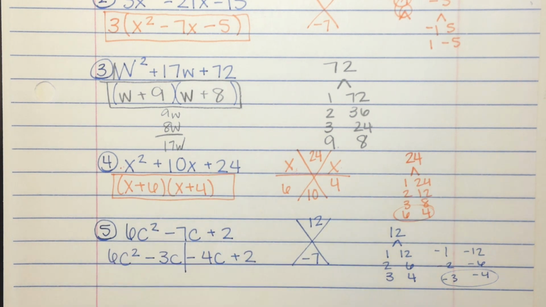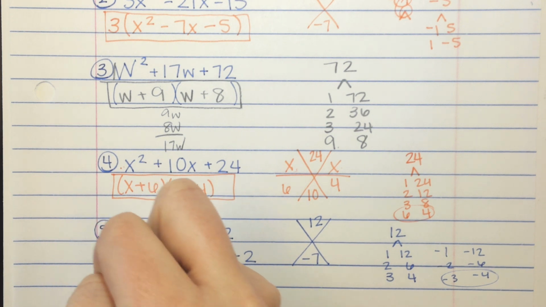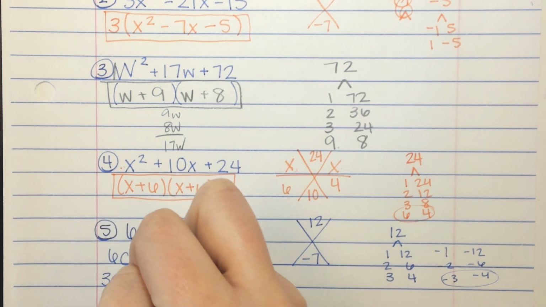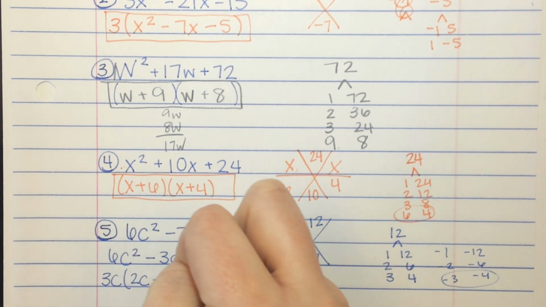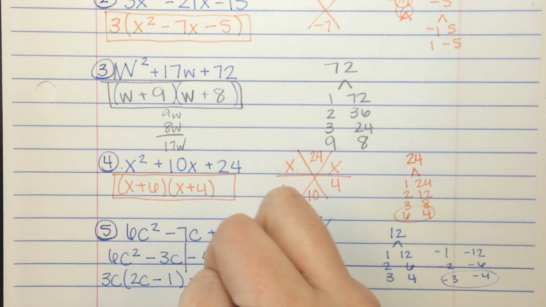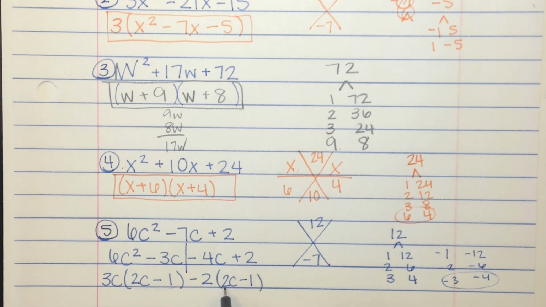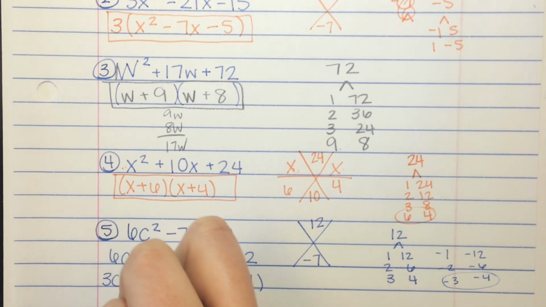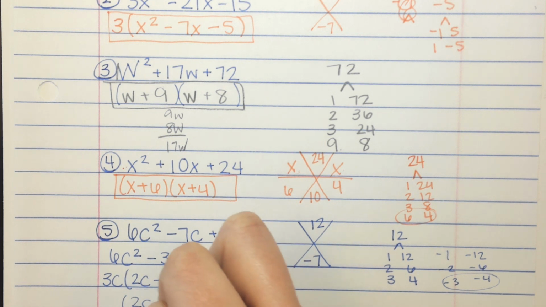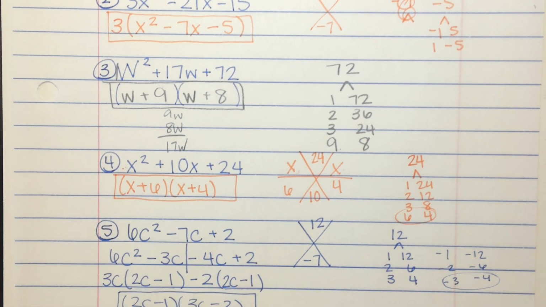We can factor out the GCF. So we have 3C, and we're left with 2C minus 1. And pull out a negative 2, and we're left with 2C minus 1. Now you notice our GCF is now 2C minus 1, and our leftovers are 3C minus 2. And so that is our final answer.